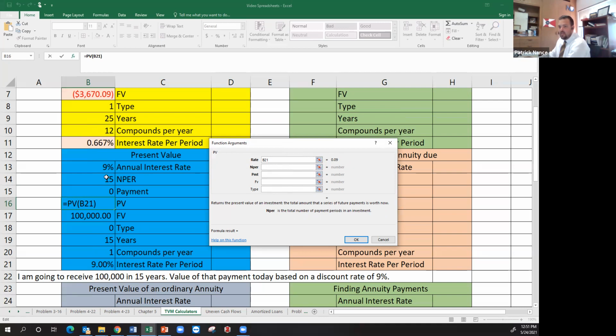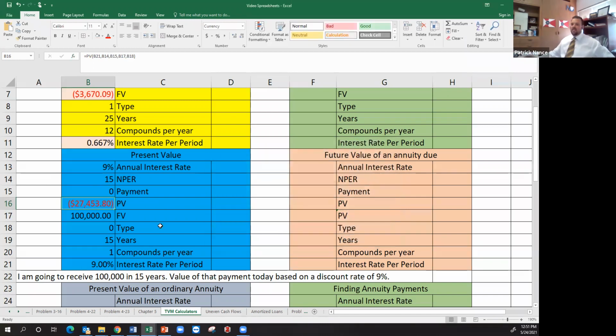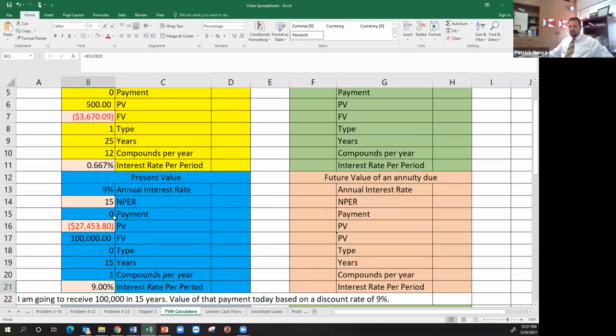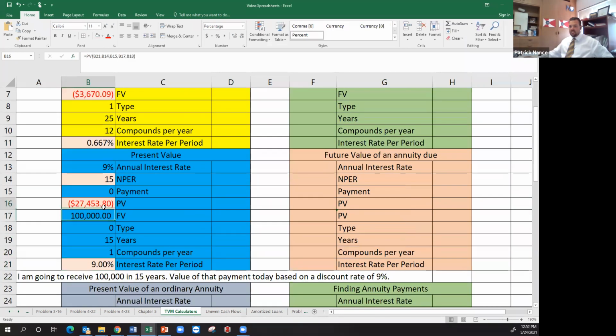Number of periods, my input is right here. My payment is right there for 0. Future value is $100,000. Type, payment at the end of the period, so type 0, which I've got here. So what I can say is that, and I'll highlight the calculated cells again. I believe that's it.